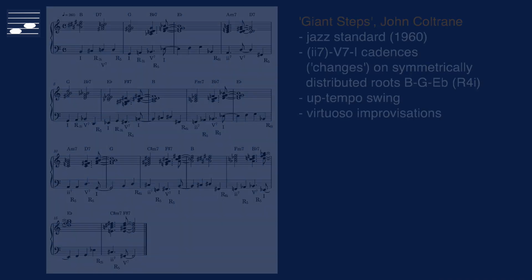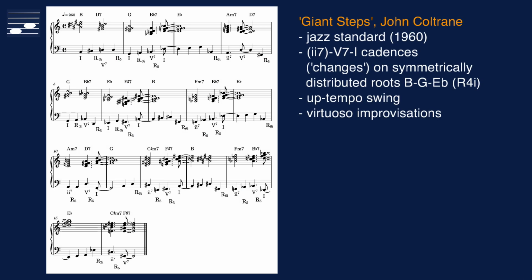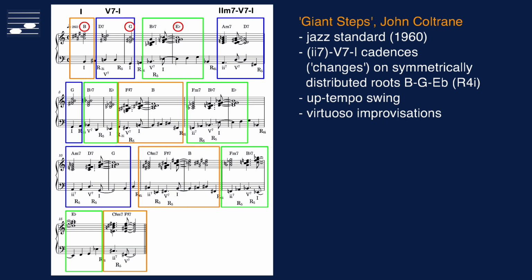The pattern of 5-1 chord changes in the Rosenkavalier waltz is similar to the harmony in the 1960 John Coltrane jazz standard Giant Steps. This uptempo swing piece has symmetrically distributed tonics on B, G and E flat, also a case of major third equal octave division. A series of 5-1 and 2-5-1 changes provides a showcase for virtuoso solo improvisation. You will be able to find more detailed discussion of this composition and improvisation examples online.